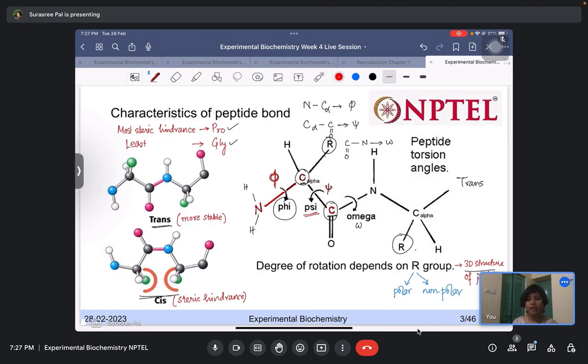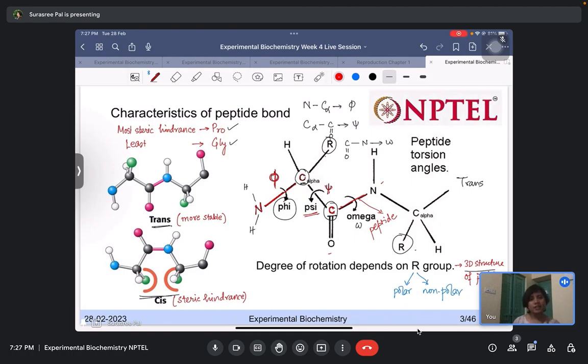This is denoted by psi. The bond between C alpha and the carbon of the carboxyl group can rotate by an angle called psi. And the other one is the peptide linkage, the CN bond. It is the bond between the carboxyl group and the next amino group. This peptide bond, or the CN bond, can rotate by an angle called omega. So these are the torsion angles, phi, psi and omega.